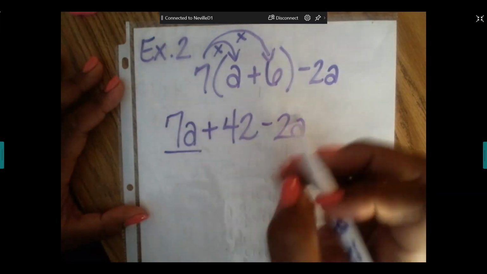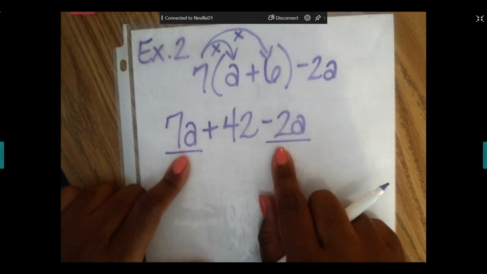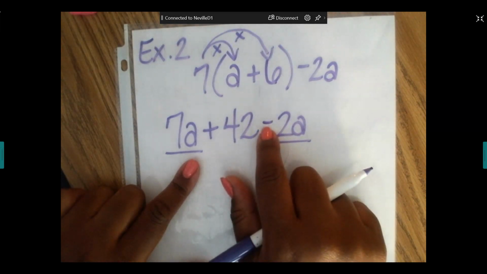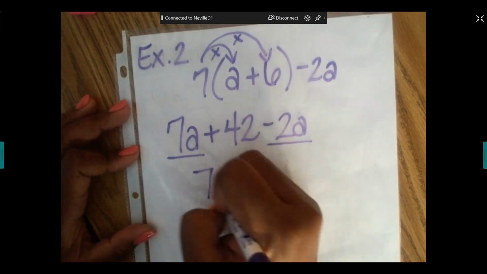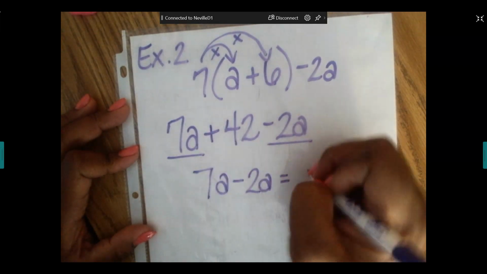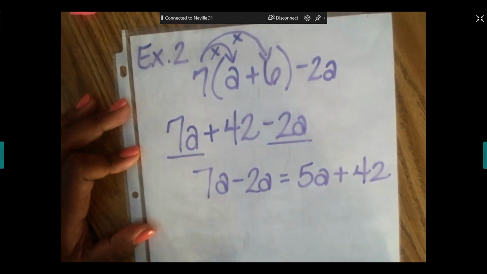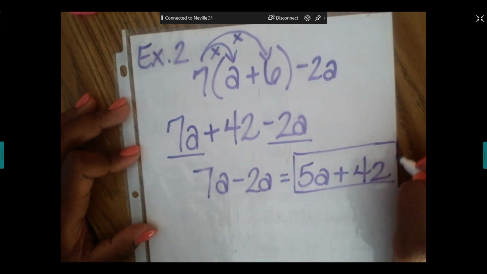Now, I'm going to underline my like terms. And Casey, what am I doing between this set with this 7 and this 2? What sign is it telling me to do? Subtract. So 7A minus 2A is what, guys? 5A plus 42. That's our answer in simplest form.